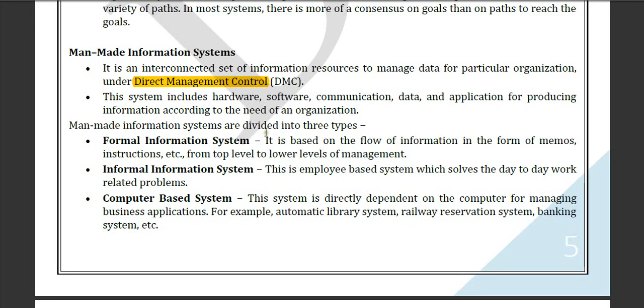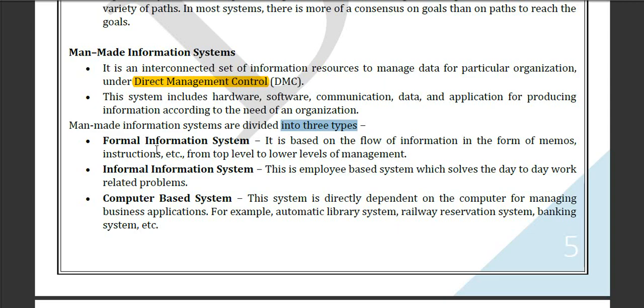Man-made systems are divided into three types. Those types are very important for your question in the examination. One is formal information, informal information, and computer-based information. Formal information is when your teacher wants to inform you of something, and he will write a formal letter to you, so this is formal information.